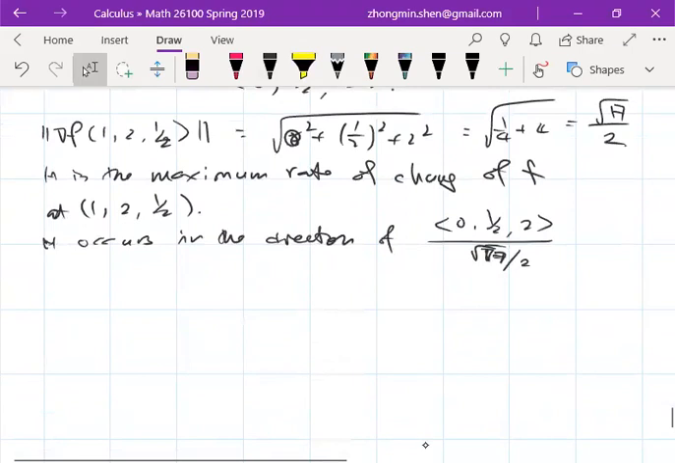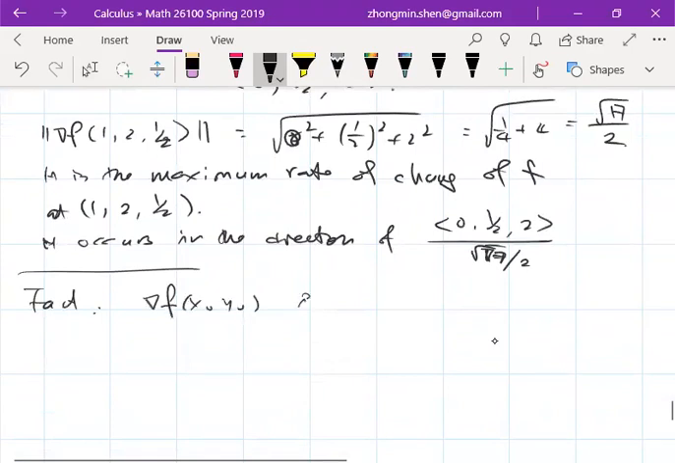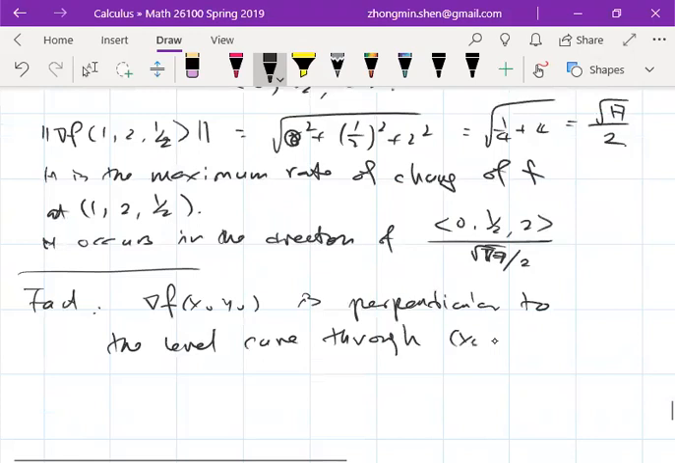Now, finally, I want to explain to you why the gradient is perpendicular to the level curve, level surface. All right, here's a question. Let's discuss it. Here's the important fact: the gradient of f is always perpendicular to the level curve passing through the point x0, y0.